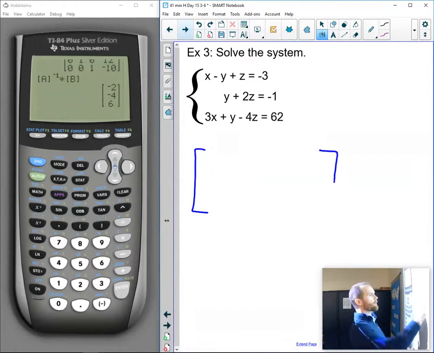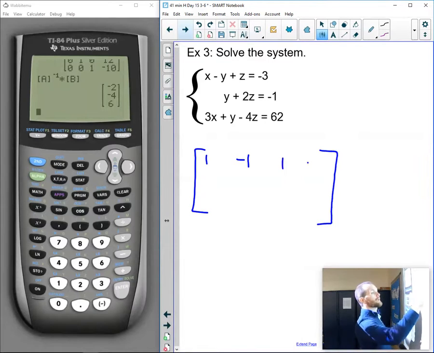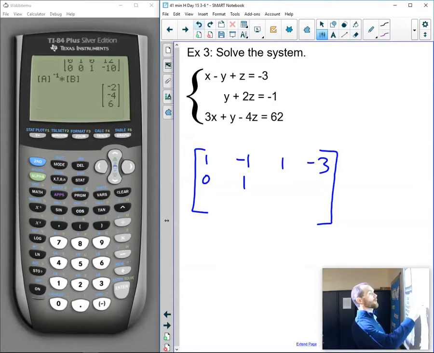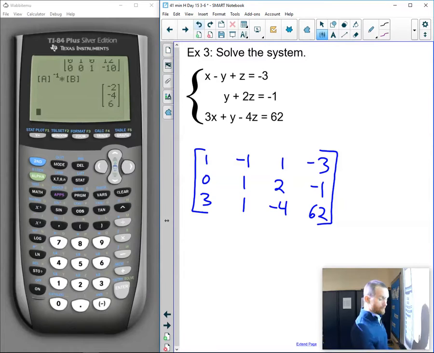So that means we need a 3 by 4. Now we're going to enter it all in. So it's going to be 1, -1, 1, and -3. And then we get to our issue. What's going to go right there? Because there is no x for the second equation. Well, if there is no x, it's just a 0. That's really the coefficients, because 0 times x makes the x disappear. Then we just keep going. 1 for the 1y, 2 for the 2z, -1. And then 3 for the x, 1 for the y, -4 in front of the z, and the 62.